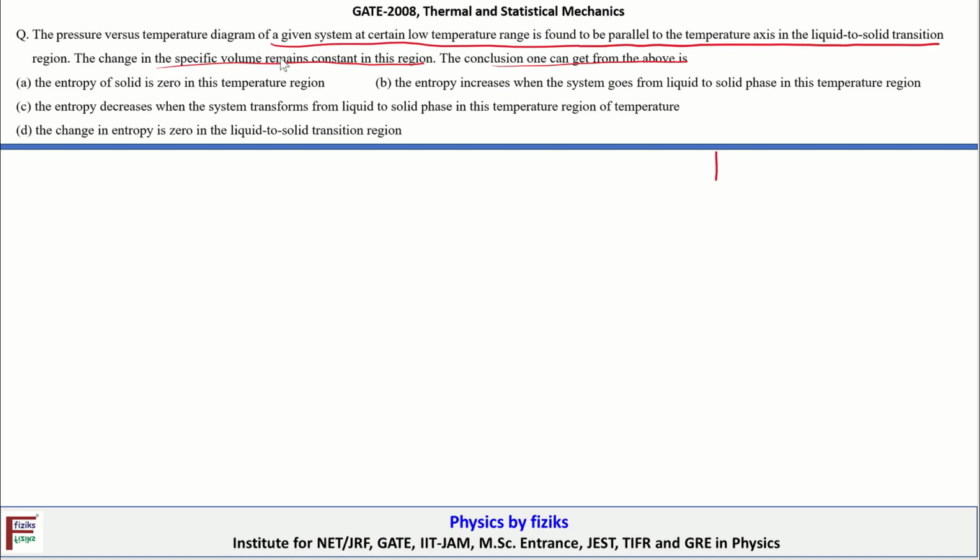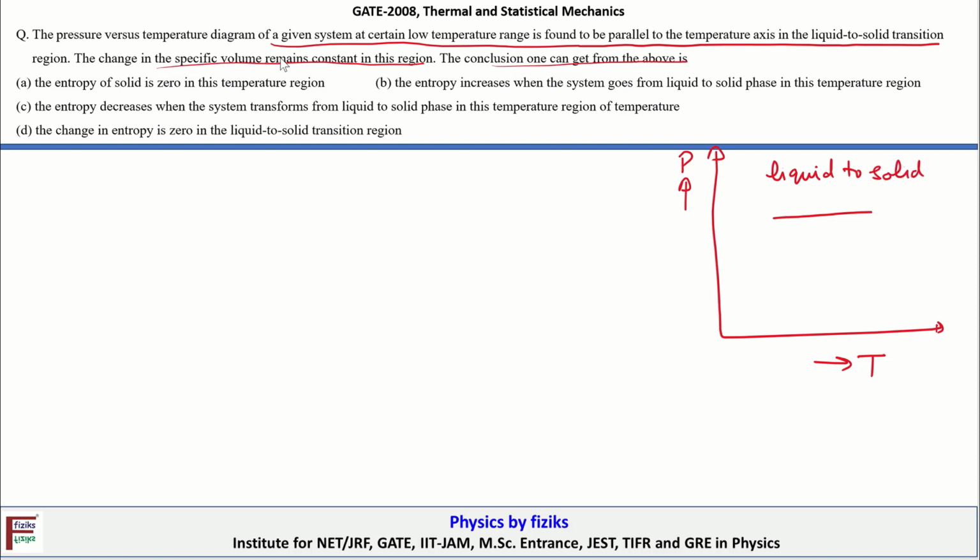Okay, so let's try to understand with the help of a diagram here. It's a pressure versus temperature diagram, that's a phase diagram, and it's given that it's constant in a certain liquid to solid transition. So if it's constant, let's see how we can understand it with the help of the Clausius-Clapeyron equation. From the Clausius-Clapeyron equation we can correlate dP by dT, that is equal to L by T delta V.